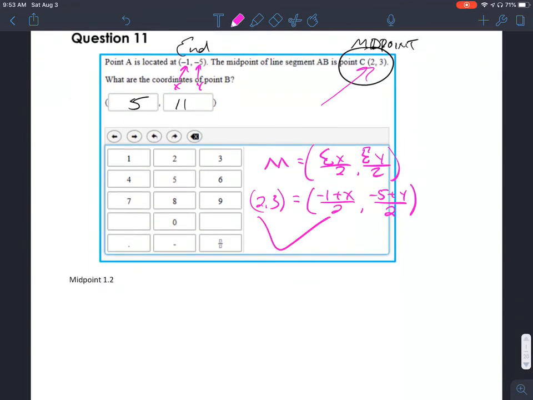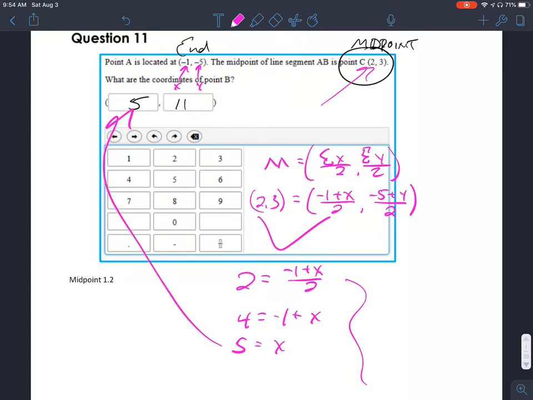Then, if you set these equal to each other, 2 is the value of the midpoint. -1 plus x over 2 is also the value of the midpoint. If you multiply both sides by 2, using the multiplication property of equality, then add 1 to both sides using the addition property of equality, you get the x value of this has to be 5, which is what we said when we graphed it.